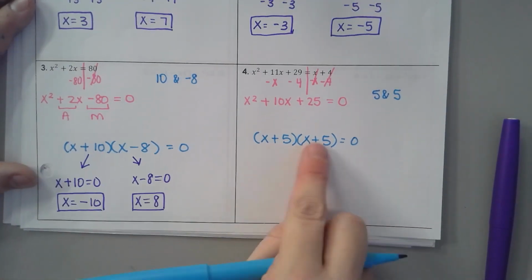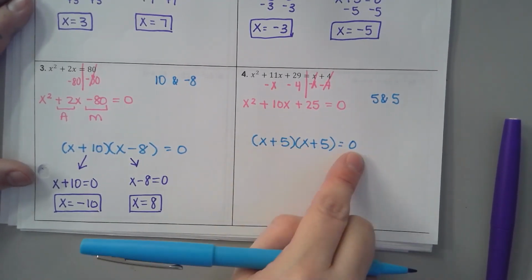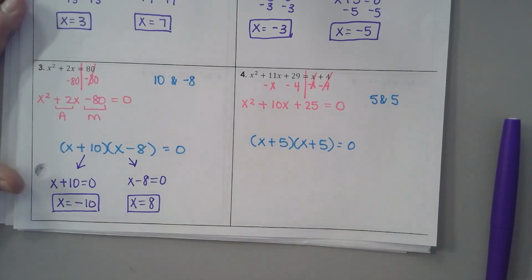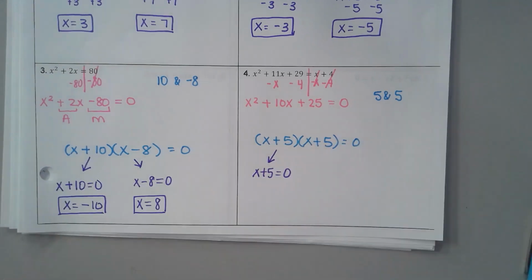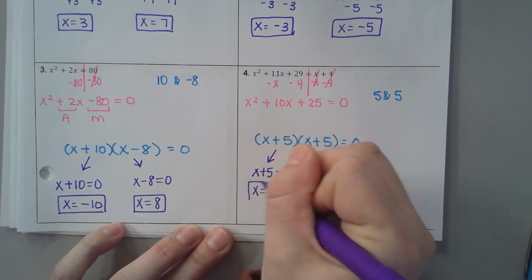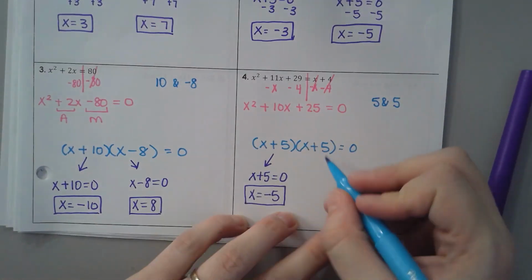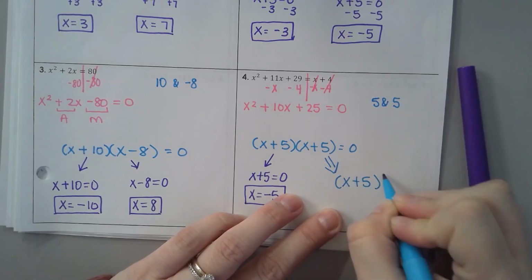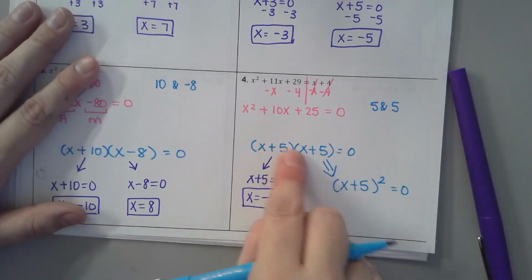Since these are identical factors, we will get the same number when we solve them. So this means it actually only has one x-intercept. You don't have to write it twice. You can just do one of the x plus 5 equals 0. Sometimes you may see this written as x plus 5 squared equals 0, because when you multiply something by itself, it's the same thing as squaring it.